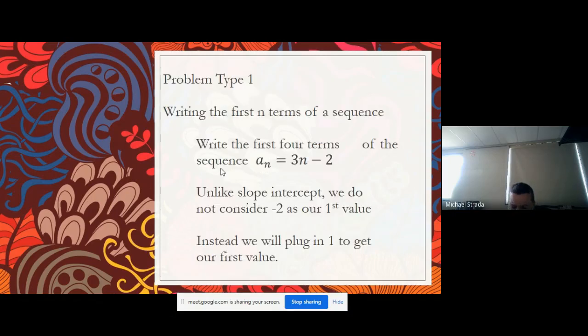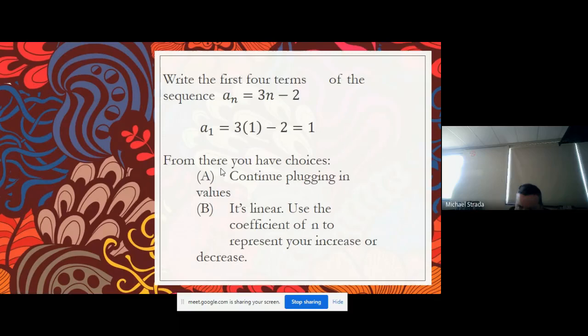Problem type 1, writing the first 4 terms of a sequence. Write the first 4 terms of the sequence a sub n equals 3n minus 2. Now it looks like slope-intercept because it is a lot like slope-intercept. Here's the difference. Unlike slope-intercept, we do not consider -2 our first value. Instead, we plug in 1 to get our first value. So when I plug that in, a sub 1 equals 3 times 1 minus 2 equals 1. That may be the part you want to jot down: a sub 1 equals 3 times 1, which is 3, minus 2 is 1.